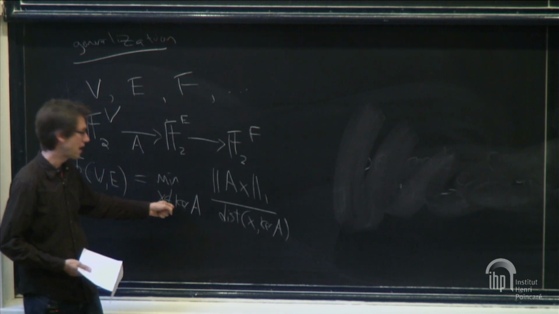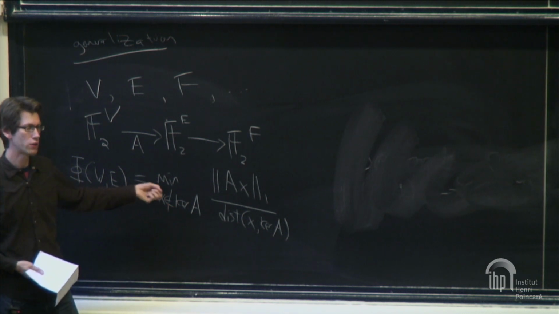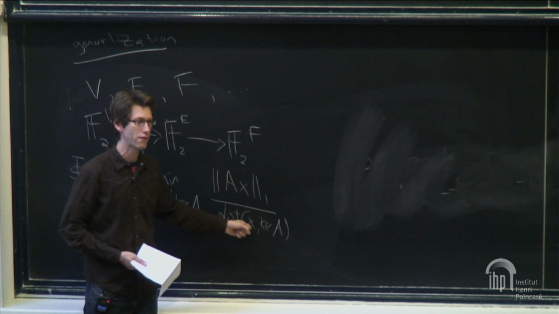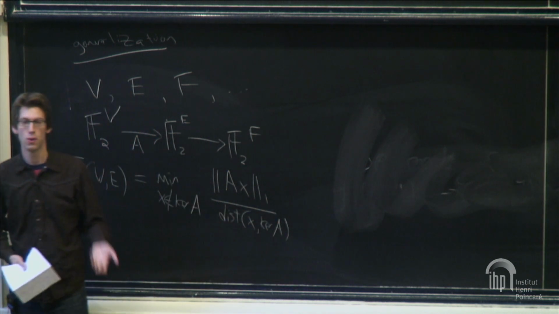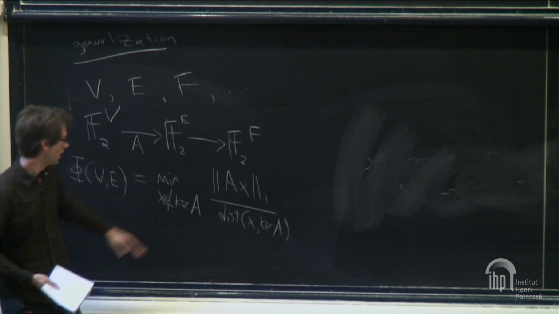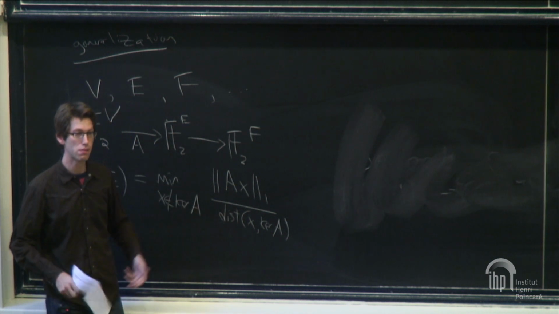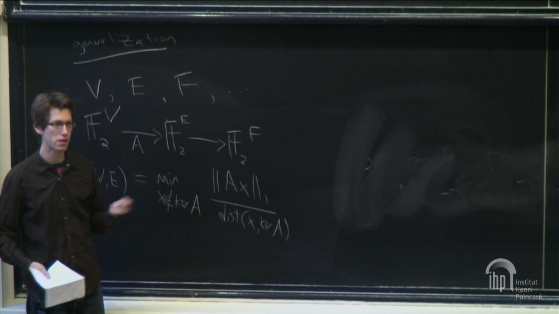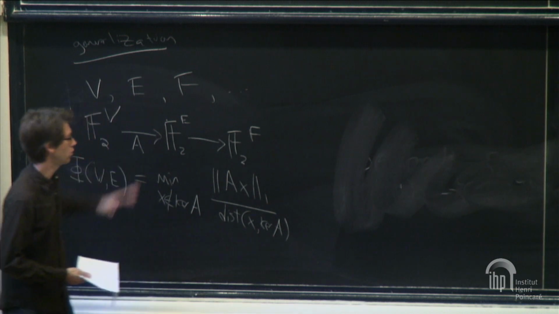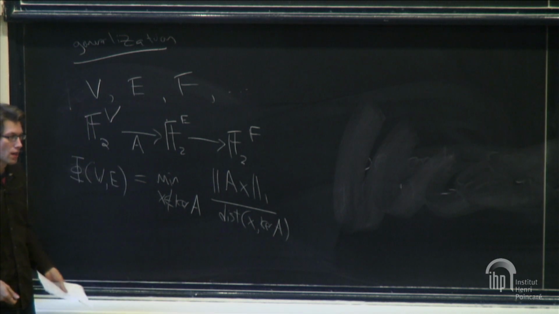And now we see we don't have this n over 2 condition anymore. The n over 2 condition is replaced by just the distance of X to the kernel. Right? So if the weight of X is less than n over 2, this is just the weight of X. If the weight of X is more, you just replace X with its complement. And so this is, I think, a natural generalization of expansion.